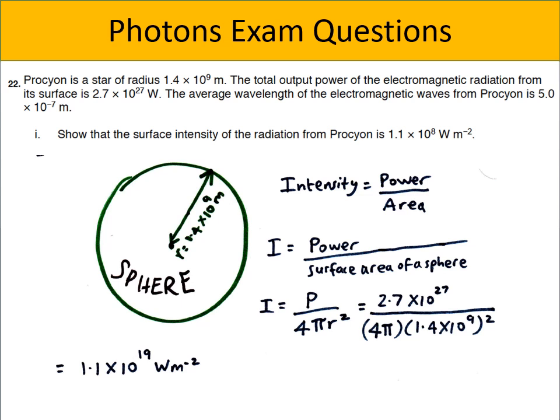We've been given the value for the power, so we can put that into our equation, and we also know the radius of the sphere. So intensity is given by 2.7 times 10 to the power 27 divided by 4 pi, multiplied by 1.4 times 10 to the power 9 squared. And we get 1.1 times 10 to the power 19 watts per meter squared.